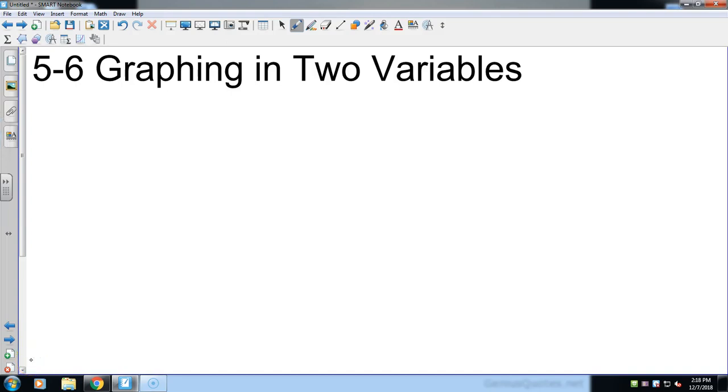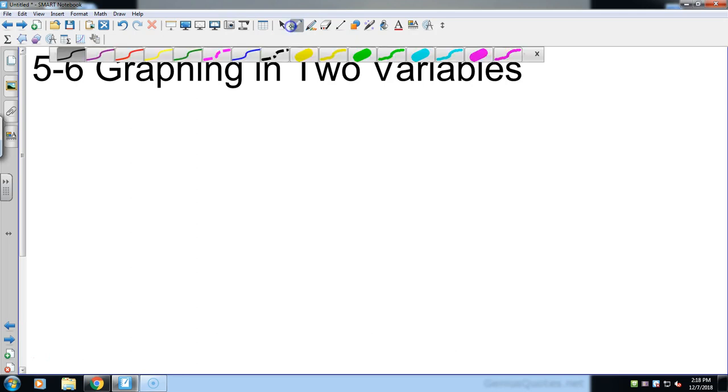Chapter 5, Section 6, we are looking at graphing in two variables. Basically, this is graphing inequalities: greater than, less than, greater than or equal to, less than or equal to. So let's talk about the format of this graph.